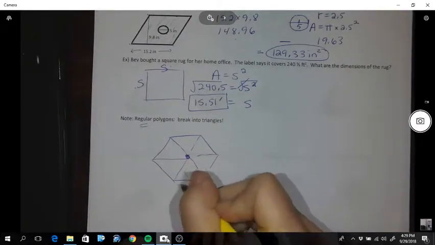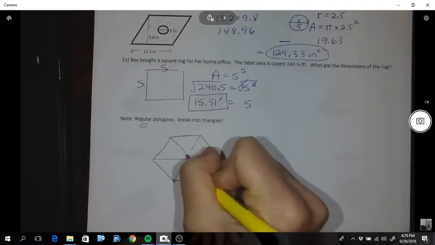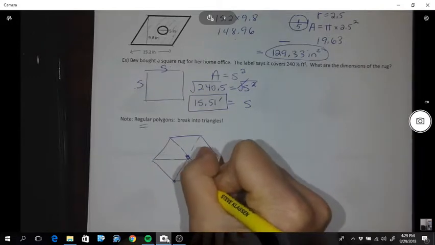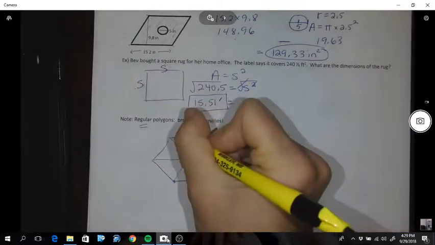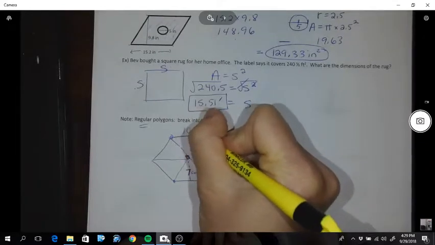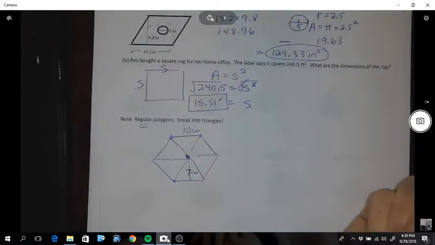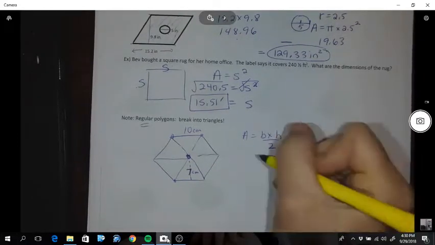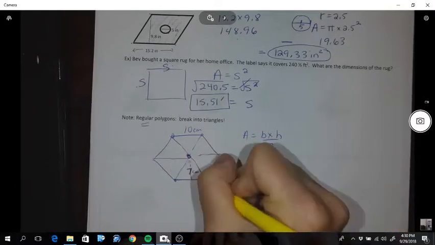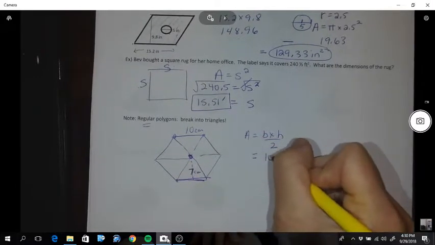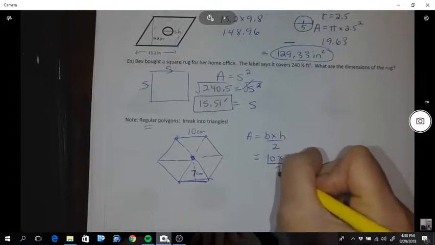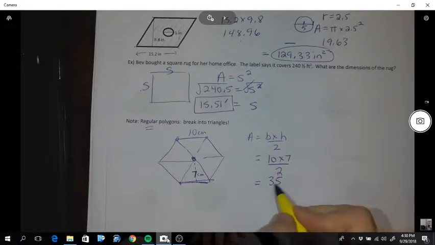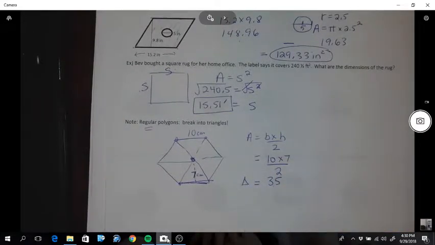So if I give you some information, I would give you something like this. The outside to middle is, let's go 7 centimeters, and a side length, let's say, is 10 centimeters. So you're going to calculate the area of a triangle. So base times height over 2. So the base of a triangle would be 10 across times 7 is a height. Divide by 2, so 70 over 2 is 35. So that's the area of a triangle.